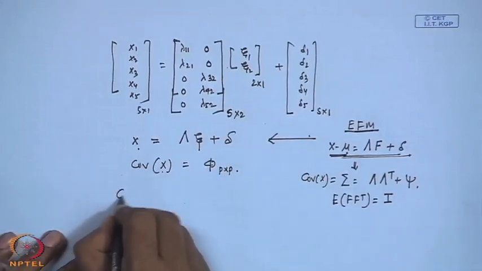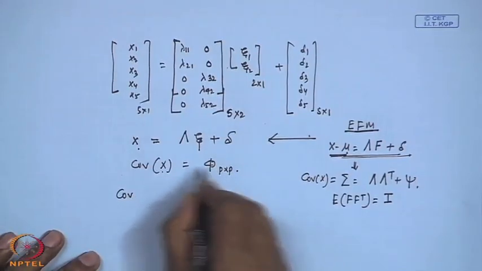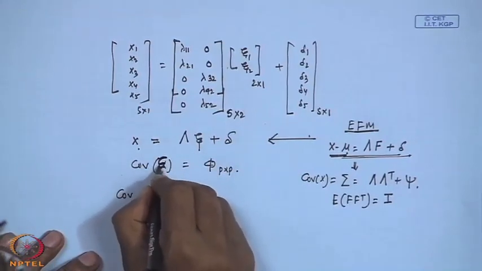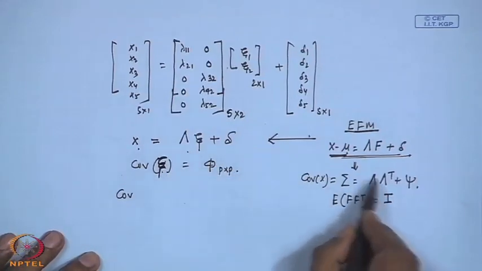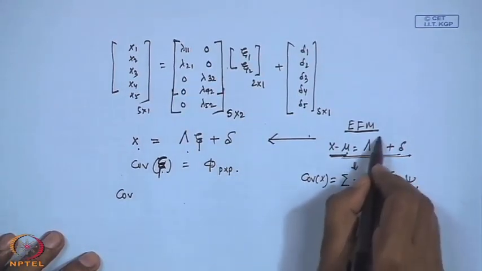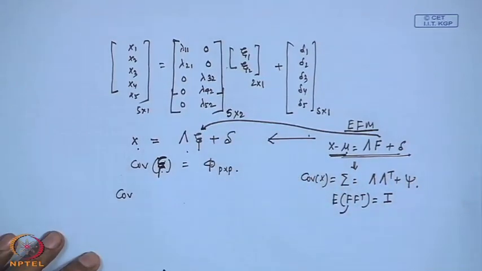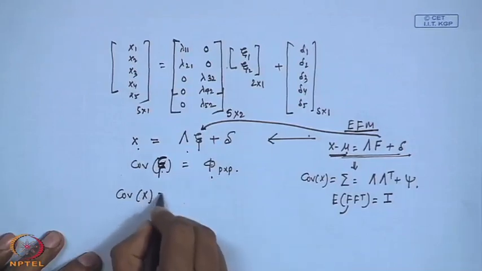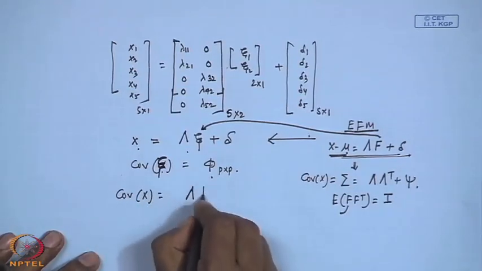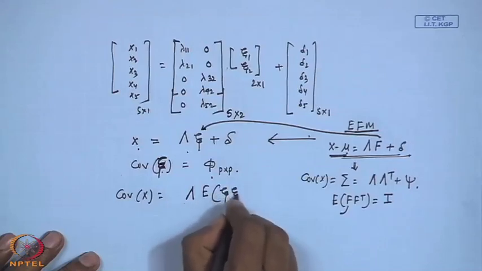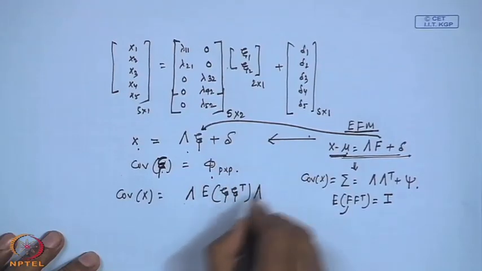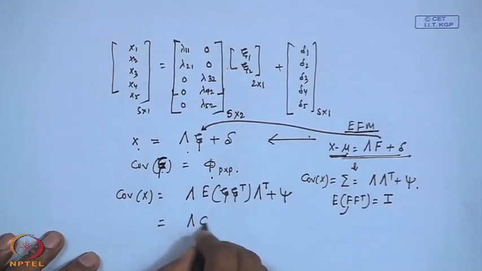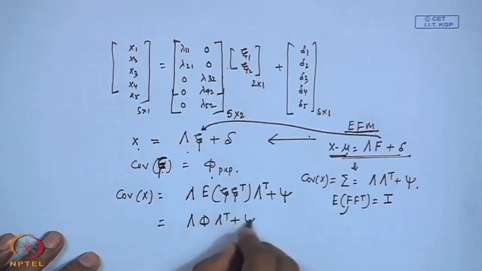As a result, here we are assuming the covariance of xi, I am extremely sorry, the covariance of xi corresponds to this. Okay, the covariance of xi is this, then the covariance of x will be lambda expected value of xi xi transpose lambda transpose plus psi, which will be lambda phi lambda transpose plus psi.